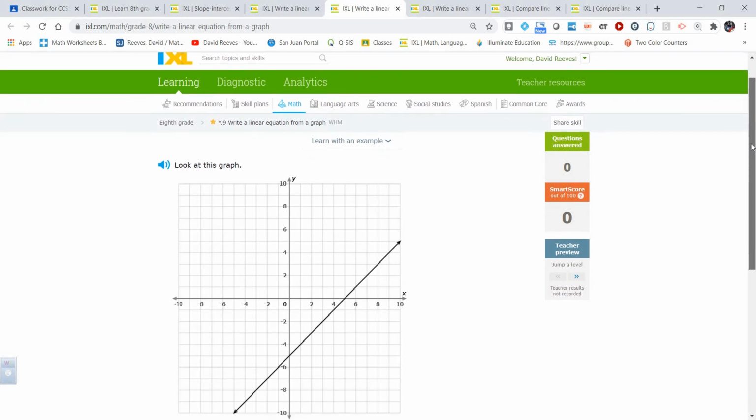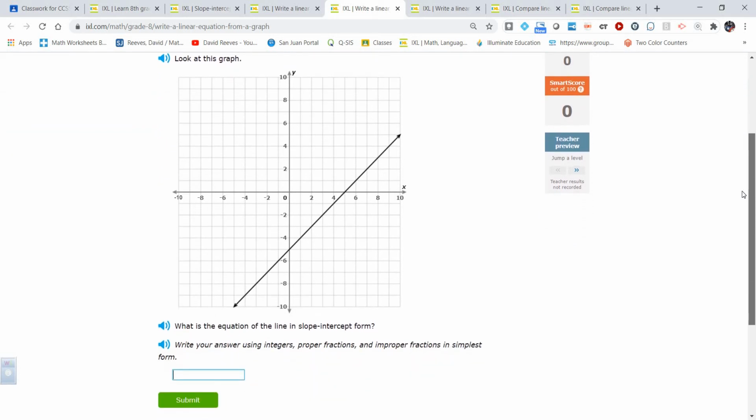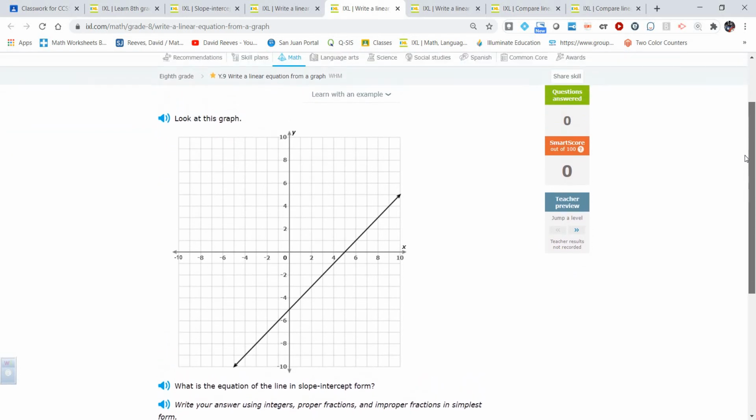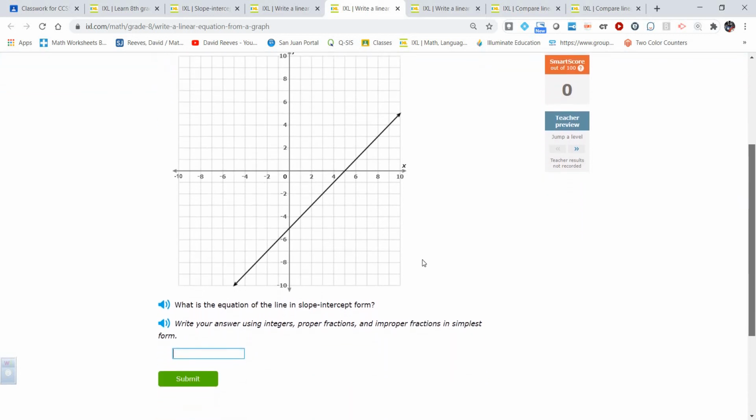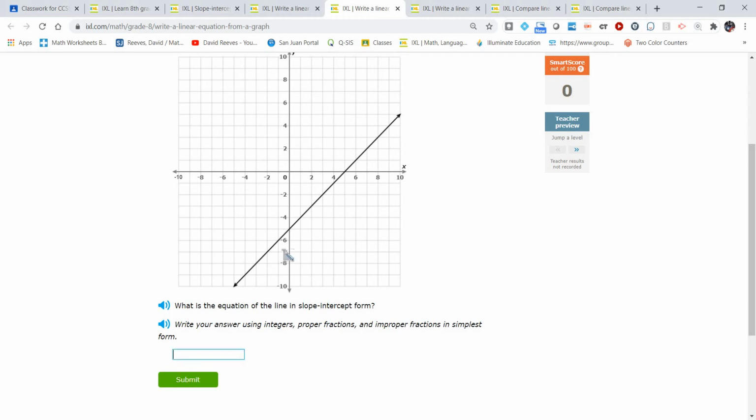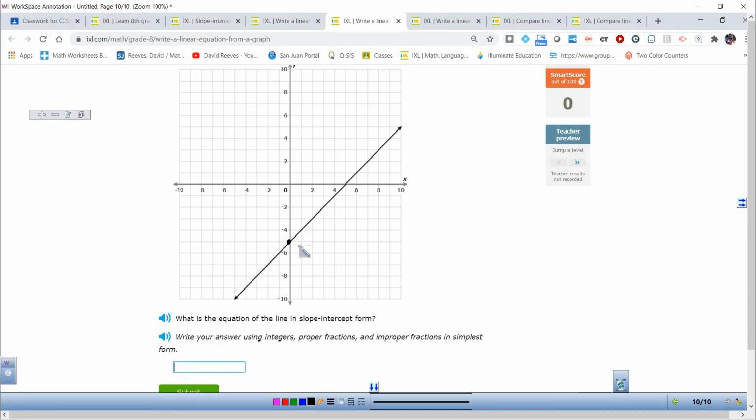Y9, write an equation from a graph. Now we actually have to find the slope and the y-intercept on the graph, so it's a little more challenging. Remember, the y-intercept is where the line crosses the y-axis. Do you see right there? The line crosses right there. So b is equal to -5. Let's write that one down. b is -5.